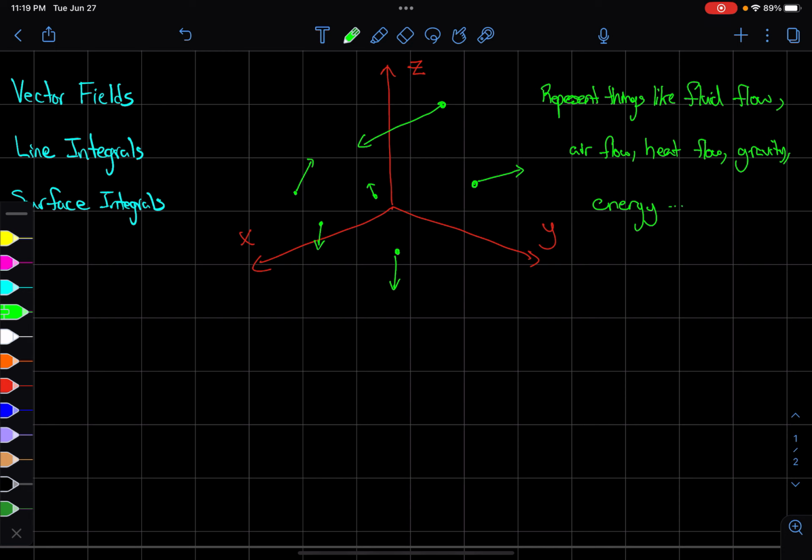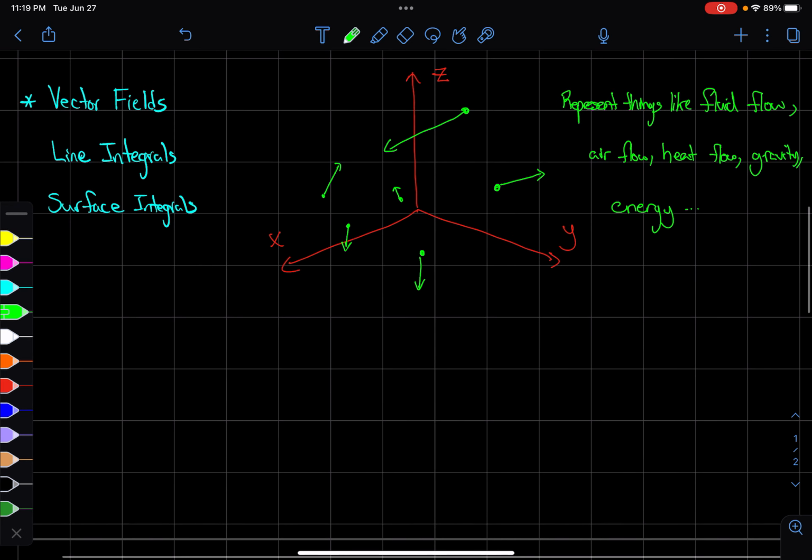And you might notice that we're like, wow, all of those things are pretty important. And yeah, they are very important. We use them everywhere for a lot of things, especially if you are going into a STEM field. So we introduce vector fields, and essentially line and surface integrals are our ways of computing, doing integrals in 3 dimensions using vector fields.